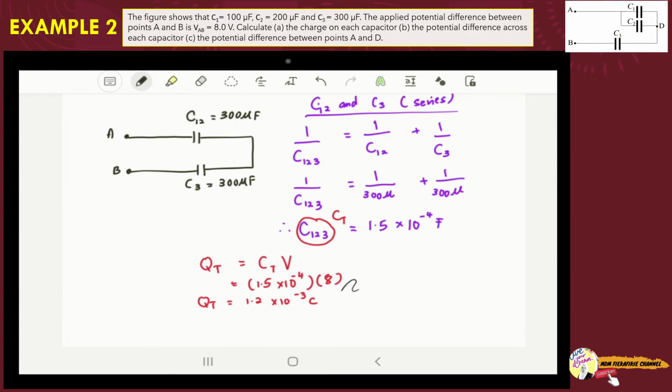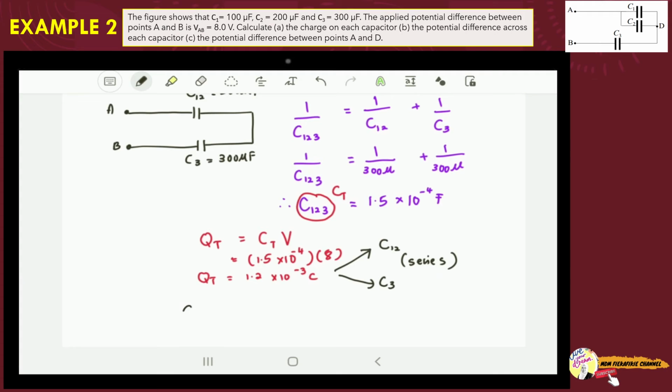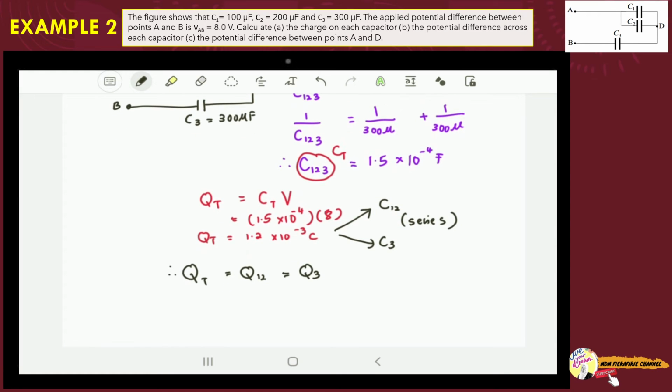So here we have C12 and C3 and they are in series. So since they are in series, therefore Q total is equal to Q12 and it's equal to Q3. So from here we can already calculate what is Q3. We already got the answer. So Q3 is equal to 1.2 exponent -3 coulomb. Okay, so this is the first answer for Q3.